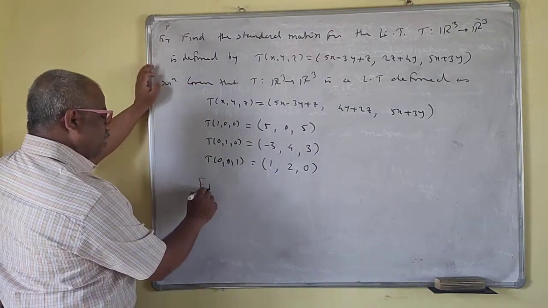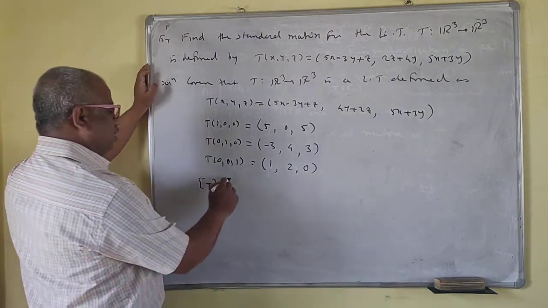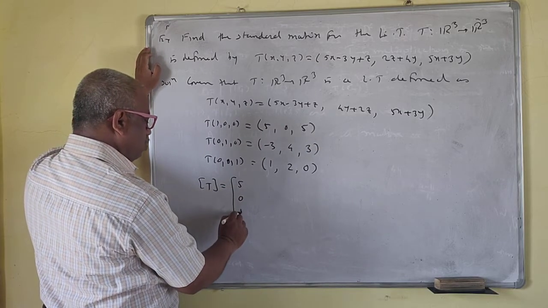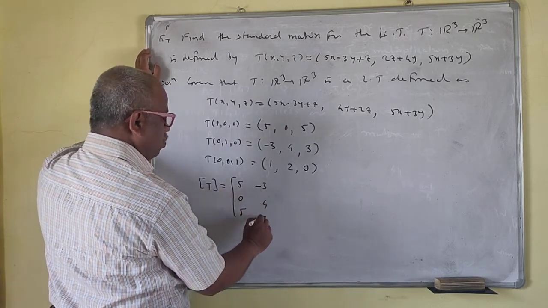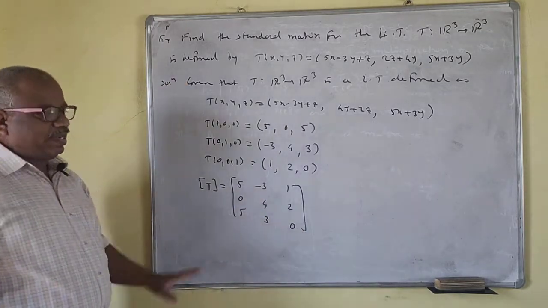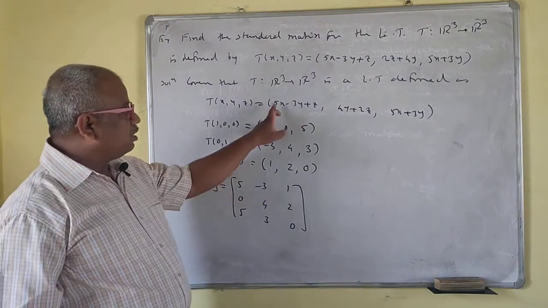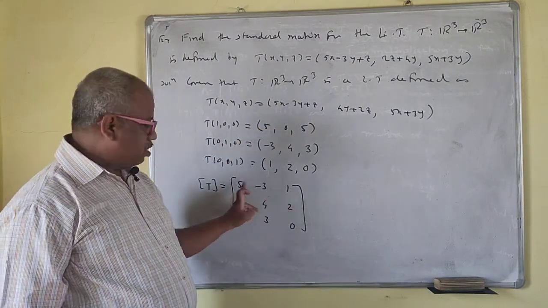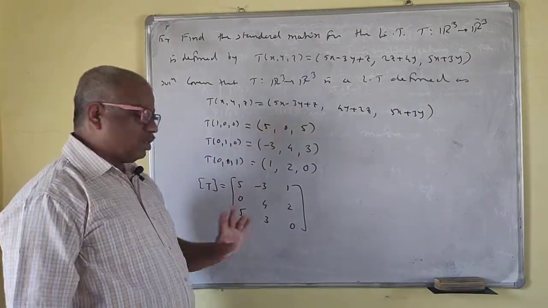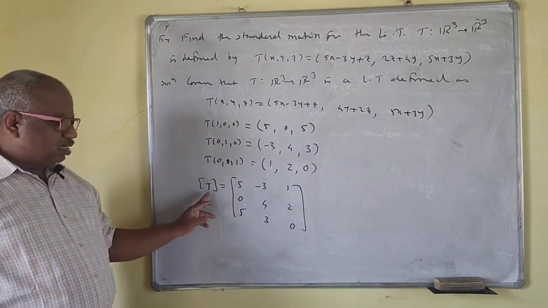The standard matrix of T is denoted by this, and you write these vectors as columns: 5, 0, 5; −3, 4, 3; 1, 2, 0. Without finding these separately, we can write the matrix directly. The first row is 5, −3, 1. These are the coefficients of x, y, z in each component.